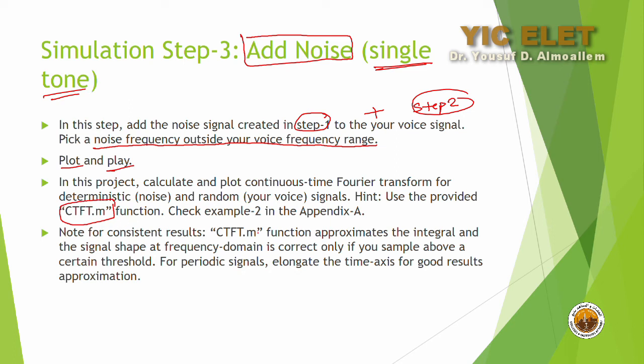Please note that this function is an approximation of an integral, so you have to be very careful working with this. The signal shape in the frequency domain is correct only if sampling was done correctly. You have to sample enough above a threshold. If you go below that threshold, you will not get the right results. Similarly for periodic signals, you have to use an elongated time axis to make sure that you get good results. So these are two important points to be considered while you are going from time domain to frequency domain.